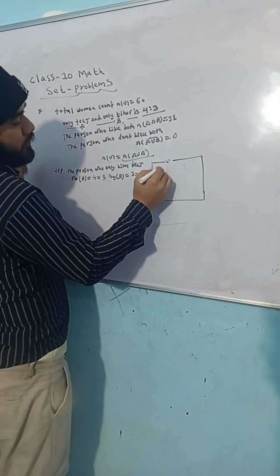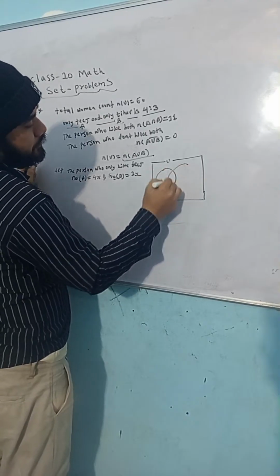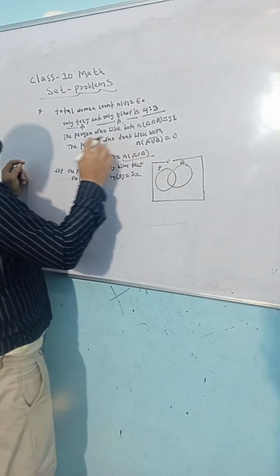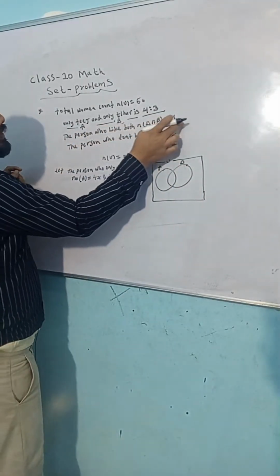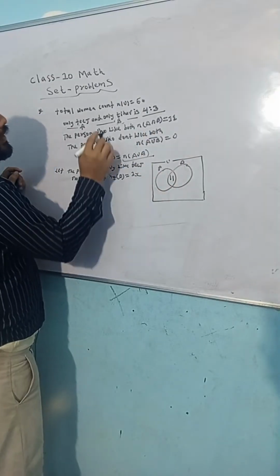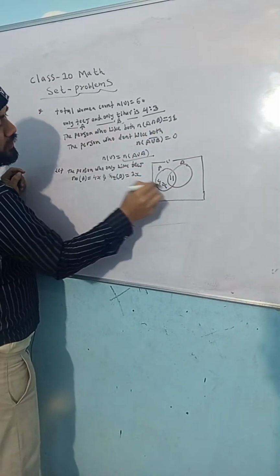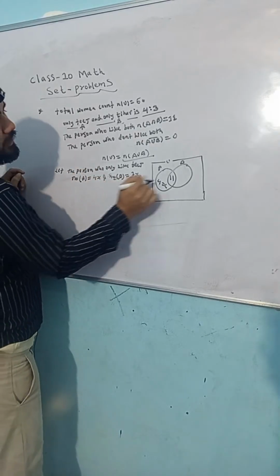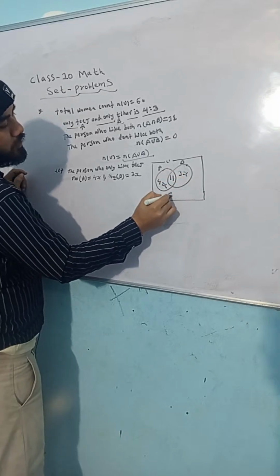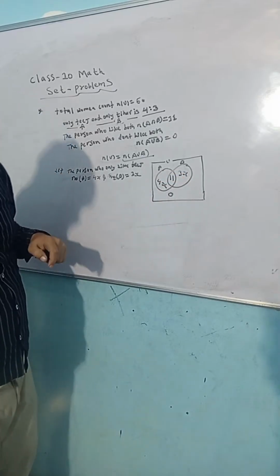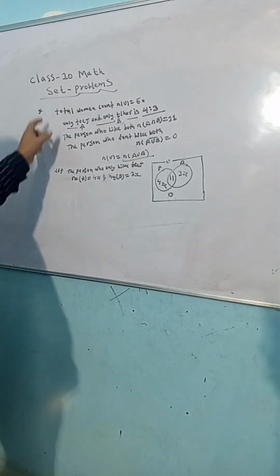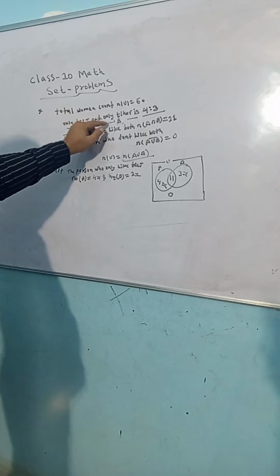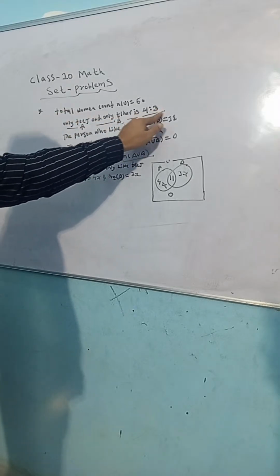So now you can show it in the Venn diagram. I have assumed A and B. The person who likes both is already given as 11. We have only A, that is 4x, and who likes only B is 3x. Who doesn't like both is 0. This is the question, guys, and it is very clear. The total number is given, and only Tej and only Tihar are in a 4:3 ratio.